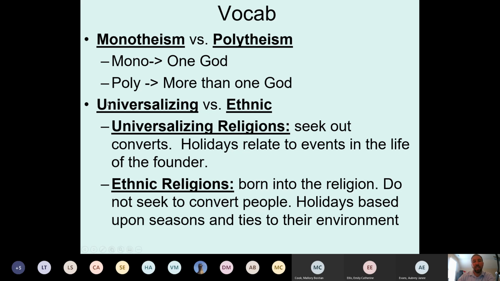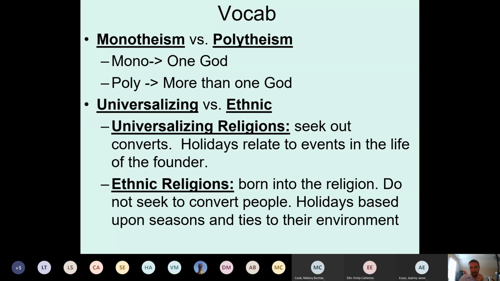The big thing that you might want to put a star next to when you are learning about this is if the religion is universalizing or if it's ethnic. So what that means is there's two different things, but the main thing that we're going to look at is universalizing religions seek out converts. They're trying to get people to join their religion. Ethnic religions, you are born into the religion. There are ways that you can convert to ethnic religions, but it's not urgent for them to go out and get more people to join.